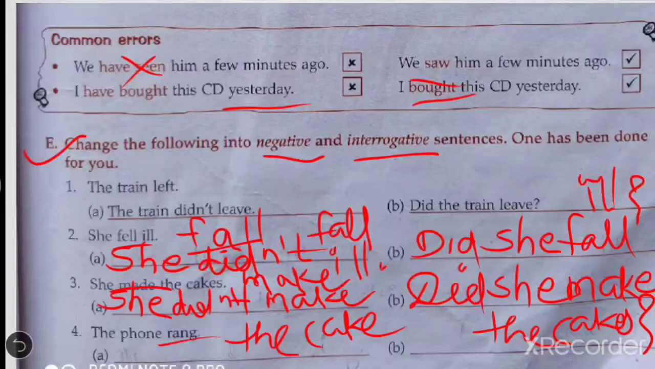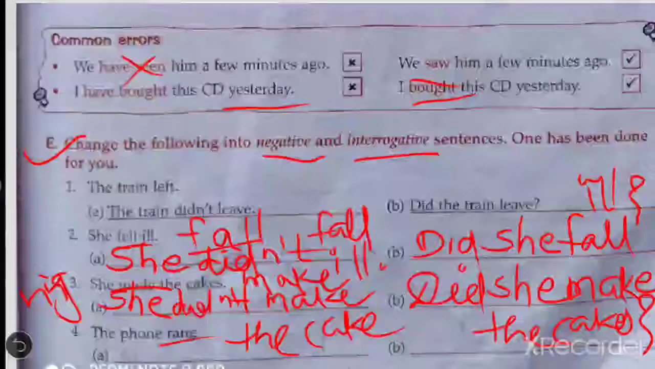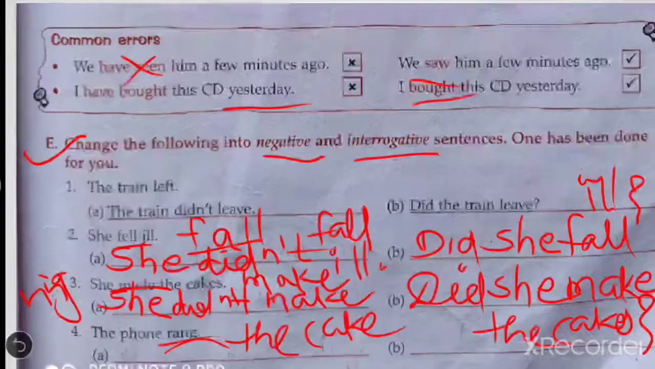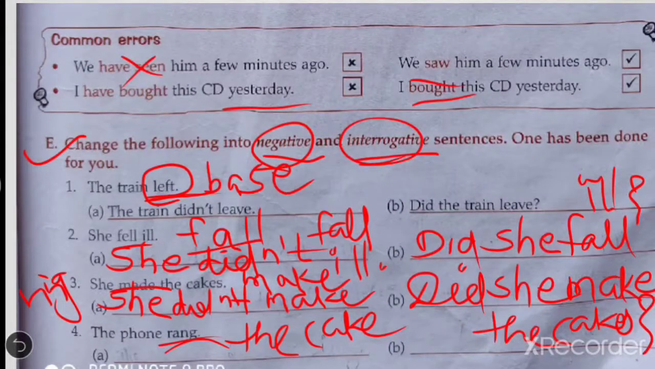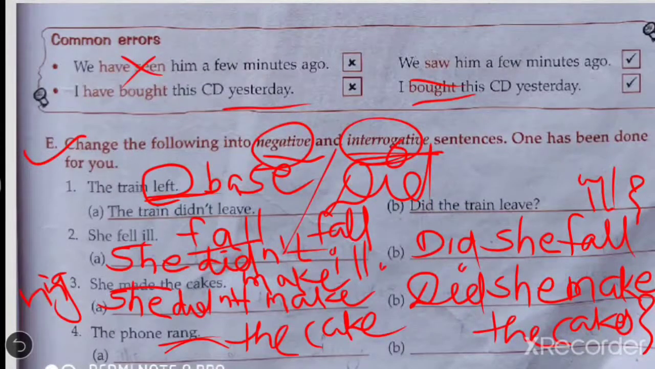The phone rang. Ring is the main form of the verb. The phone rang. Rang is the past form of the verb. The phone did not ring. And here, did the phone ring? So what you have to remember, students, is that by turning into a negative and interrogative sentence, you have to turn the verb into the base form, the main form of the verb. Then you have to use did in the negative sentence as well as in the interrogative sentence. So students, I hope that you are very clear about it. Now try to do the other sentence yourself.